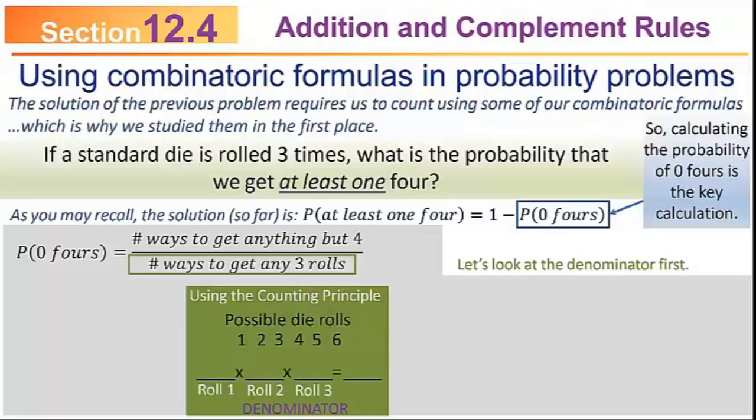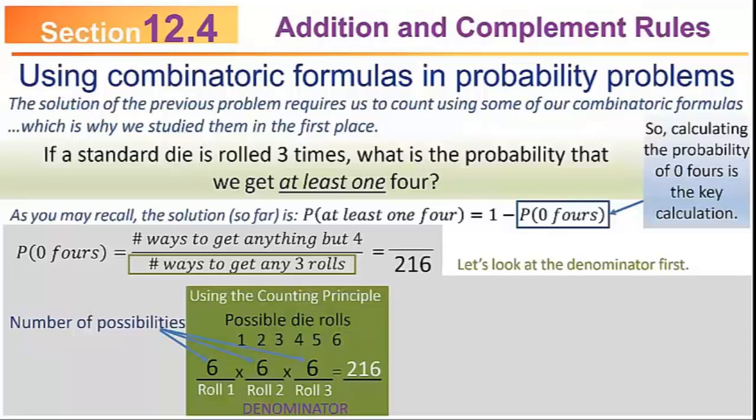So think of this as a 3-stage experiment. You can look at how many ways you can get something for roll 1, roll 2, roll 3. The counting principle says to multiply them together. So the number of possibilities for the first roll, well, there are 6 possibilities. As for the second, there are still 6 possibilities, and for the third, there are still 6 possibilities. So the counting principle says the possible die rolls you can get when you roll 3 times is simply 6 times 6 times 6, which happens to be 216.